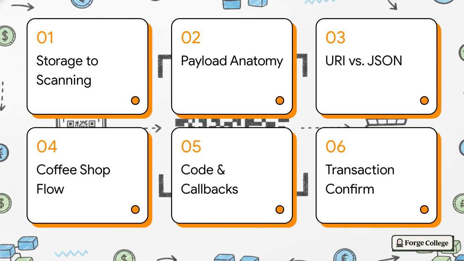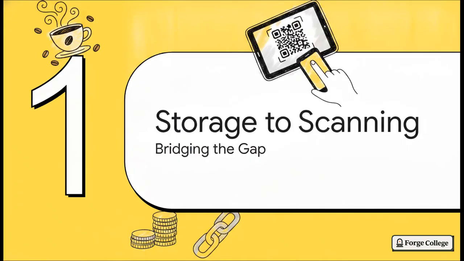Here's our engineering schematic for today. We're going to look at moving from storage to scanning, the anatomy of a payload, URI versus JSON formats, the coffee shop flow, code, callbacks and polling, and finally, confirming the transaction. Section 1. From storage to scanning.